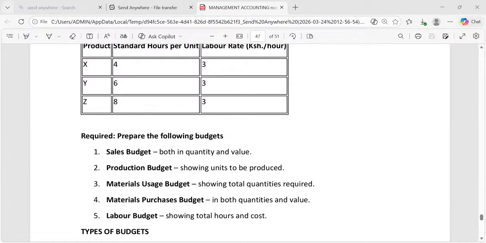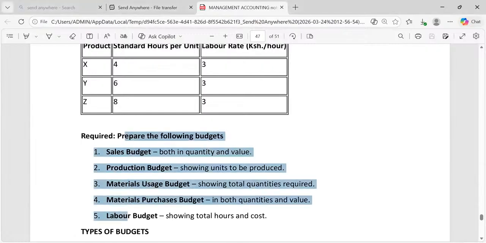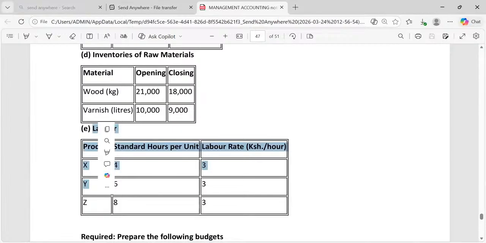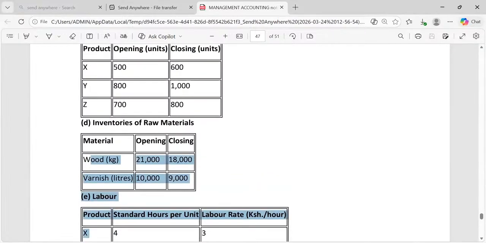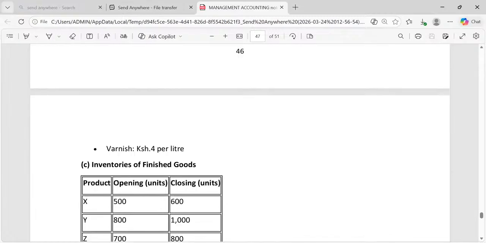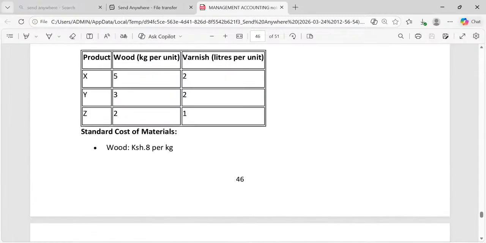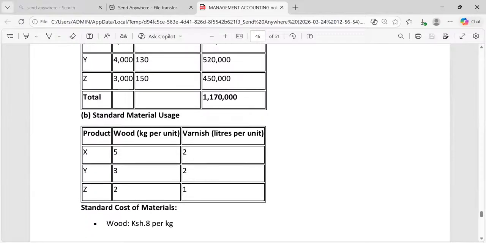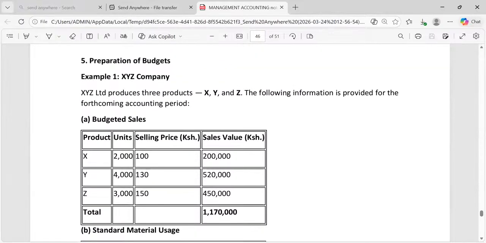Ladies and gentlemen, so they have given us this table here. This is the table that they have given to us. So this is the question here. XYZ Limited produces 3 products, X, Y, and Z. The following information is provided for the forthcoming accounting period. So they have given us budgeted sales. They will give you the standard material usage, etc.